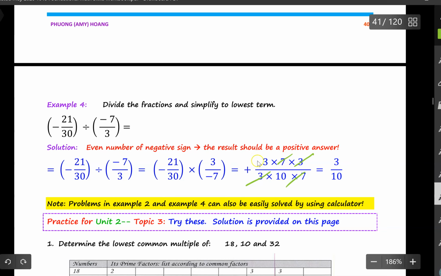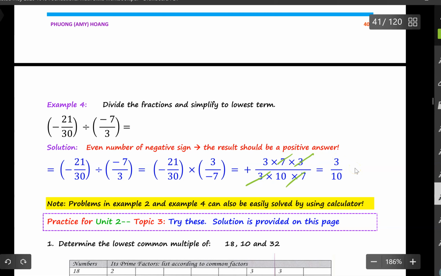Okay, so it's a positive. Positive means that you don't have to present it with a positive sign. You just leave it without the positive sign. Then the answer is also understood as the positive answer.